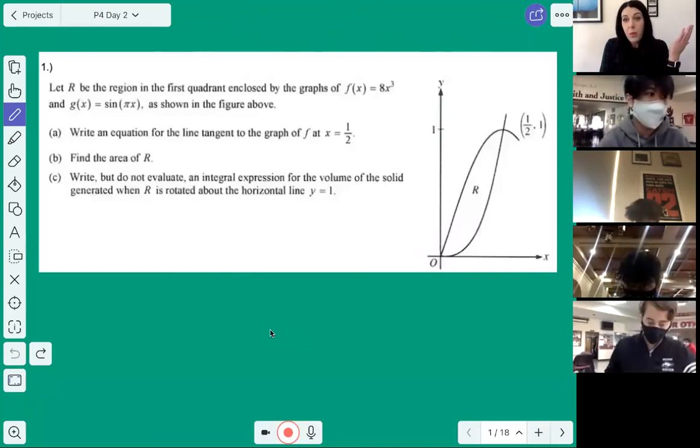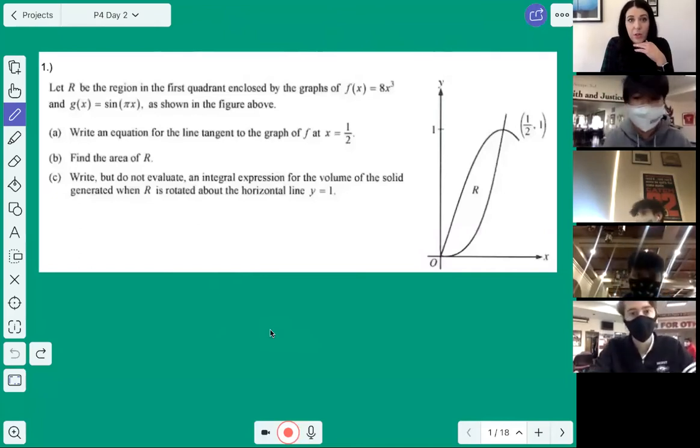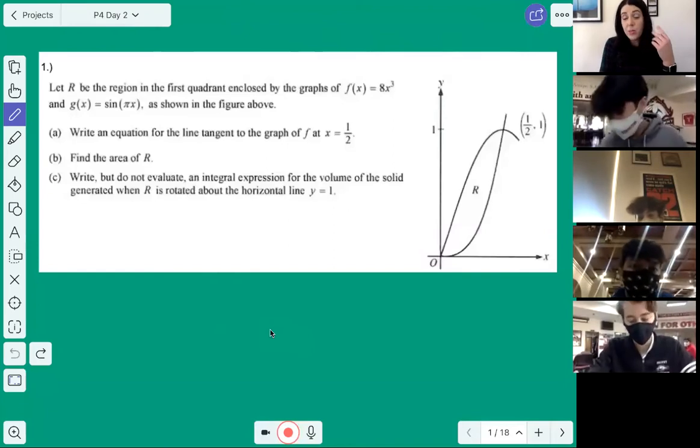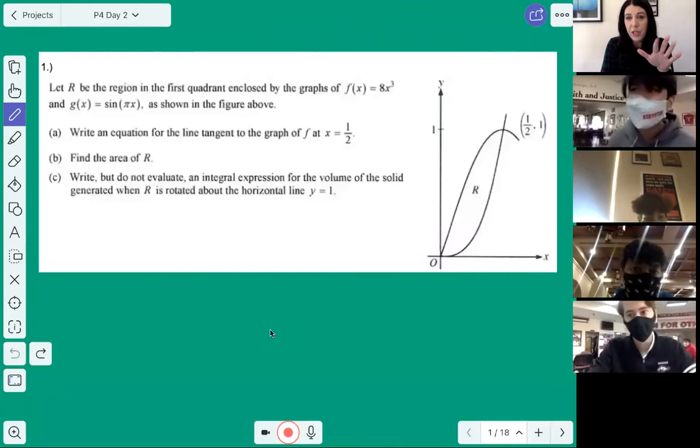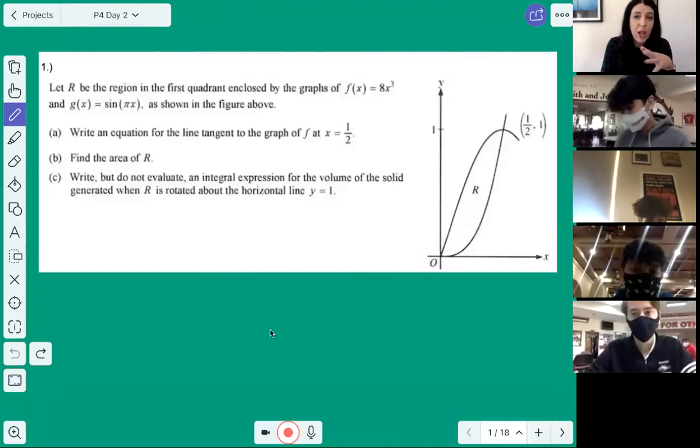This is similar to the one that we went over in class when we were going over FRQs, right? It gives you two functions. And then it gives us a picture, even though that picture doesn't label which function is which. And then it also gives us a point. Now, it's not always going to give you a point, but in this one it is.